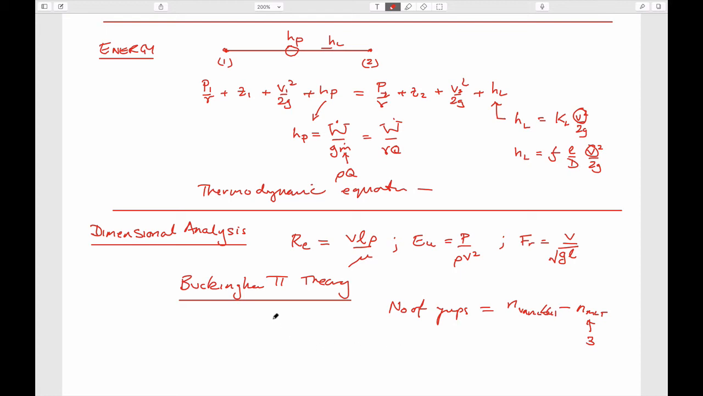Furthermore, we know that when we perform Buckingham pi theorem, which I won't do here, but we tend to use the repeating variables.